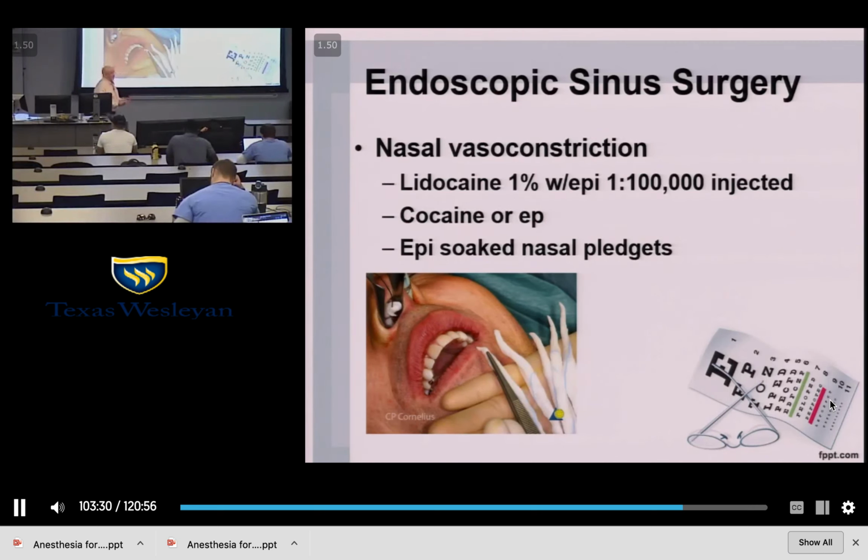Okay, what's common is lidocaine, 1% with epi, 1 to 1,000. There may be cocaine, some pledgets. I thought I fixed that on there, but I didn't. It's cocaine or epi is what it should be.